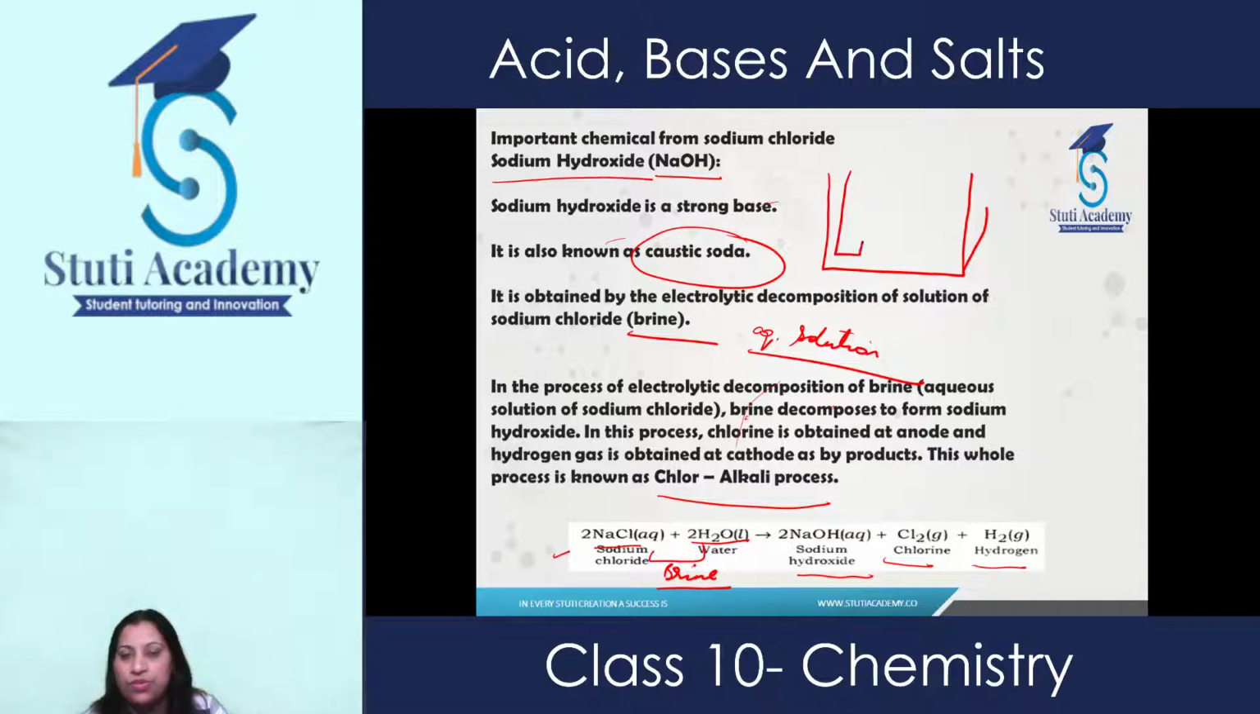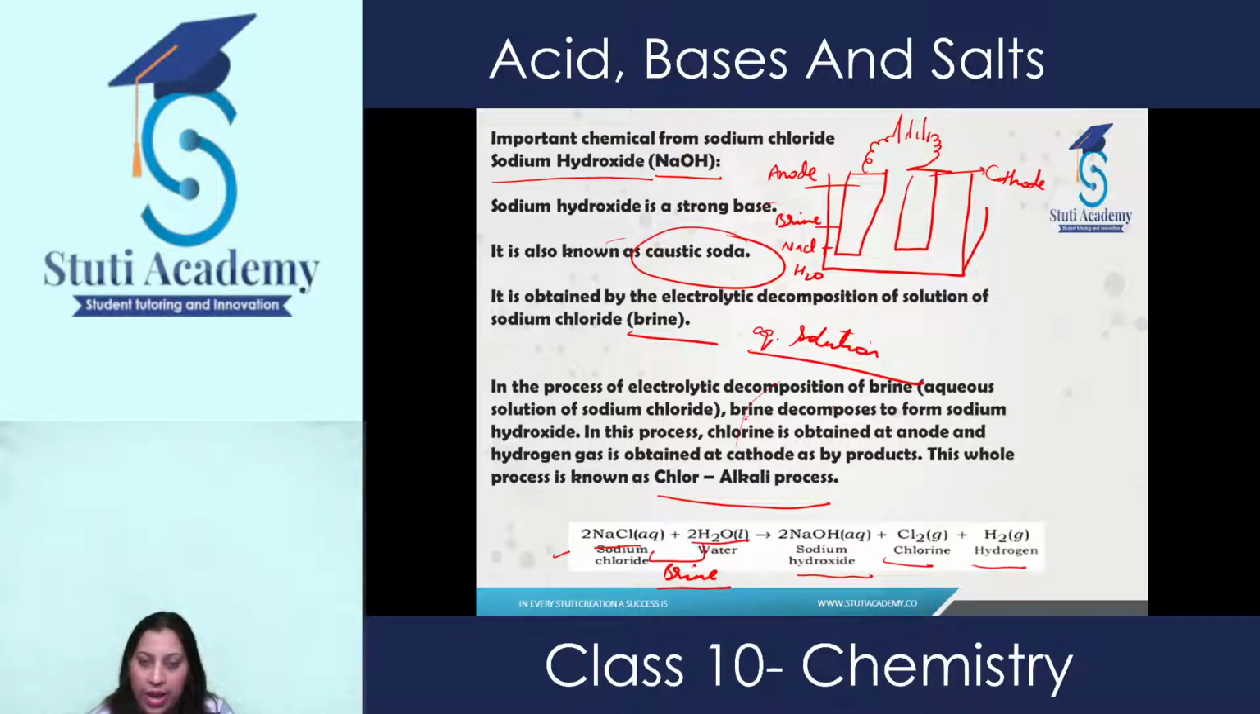This is a beaker in which 2 electrodes are present. One is the anode and the second one is the cathode. Now connect these 2 electrodes with the help of a battery, which is used to pass the electricity through it. Here in this beaker we have taken brine, which is a combination of NaCl plus H2O. When electricity is passed through this brine, it decomposes and results in the formation of chlorine gas, which is evolved at the anode, and near the cathode NaOH, sodium hydroxide, is formed, and hydrogen gas is evolved at the cathode.